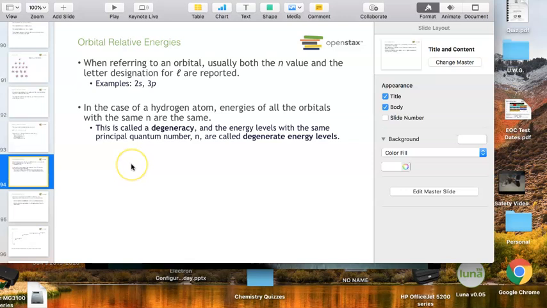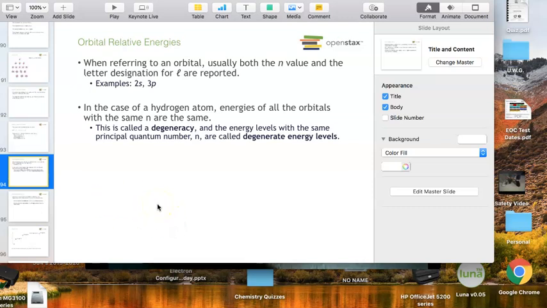So when referring to an orbital, usually both the n value and the letter designation for L are reported. In the periodic table, 2s gives you the quantum number 2 and the orbital shape s. 3p tells you the n of your quantum number and your subshell designation, basically.